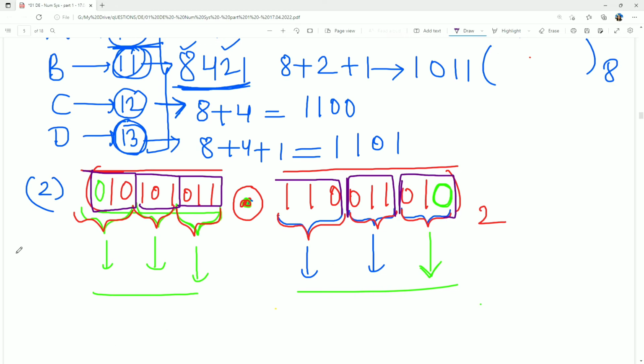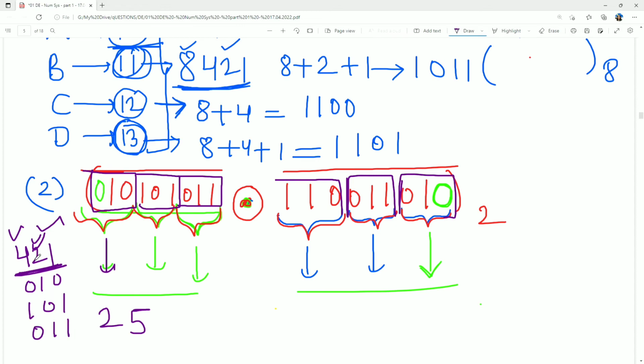Now, I will suggest you take help of the 4-2-1 coding concept. See, 010, which means only 2 is going to be responsible for the representation. So, I can write here 2 directly. Similarly, for 101, 4 plus 1, 5. The next is 011, which means 2 plus 1, 3. The decimal point is going to take its own place.